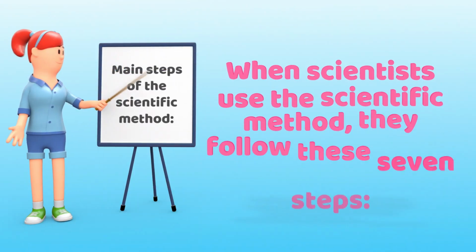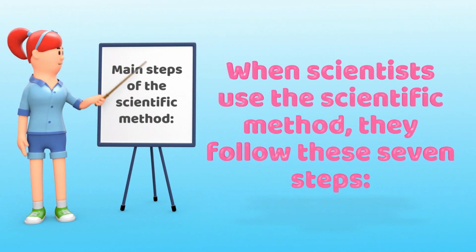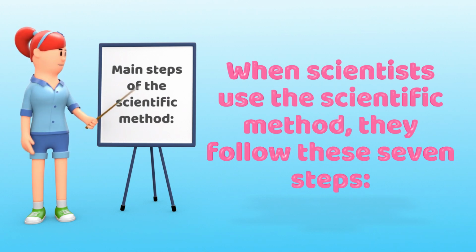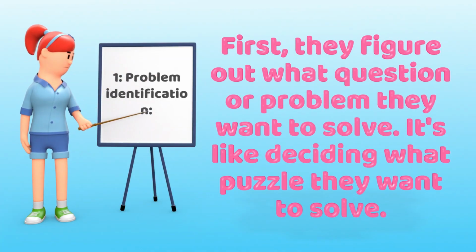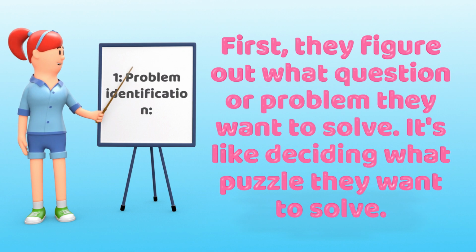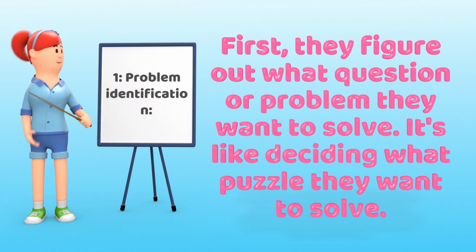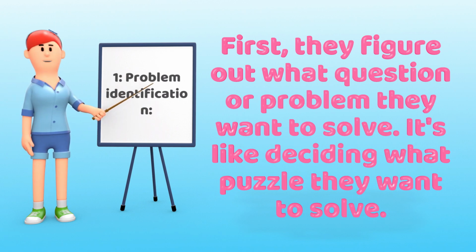Now let's see the main steps of the scientific method. When scientists use the scientific method, they follow this. The first one is problem identification. First, they figure out what question or problem they want to solve. It's like deciding what puzzle they want to solve.